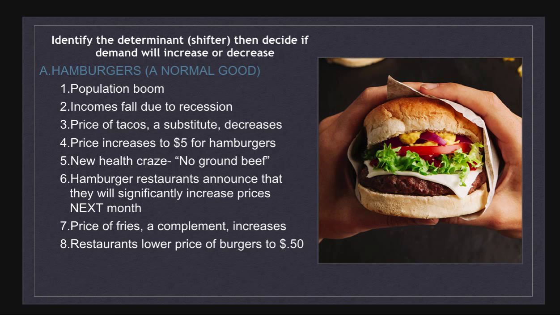Well, but is that change in demand? What is that? Yeah. It's change in quantity demanded.